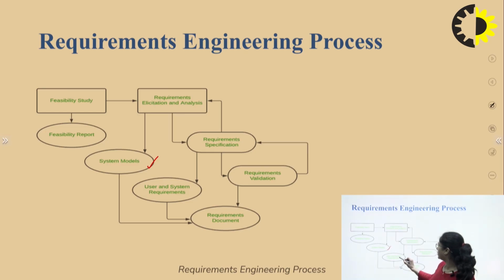After that, requirement specification. In requirement specification, we check the user requirements and the system requirements. We check what the requirements of our users are, and what the requirements of the system are for the software, meaning whether the system is working properly or not. Then requirement validation, and after that, lastly, we document everything. For this, we can say requirement documentation.